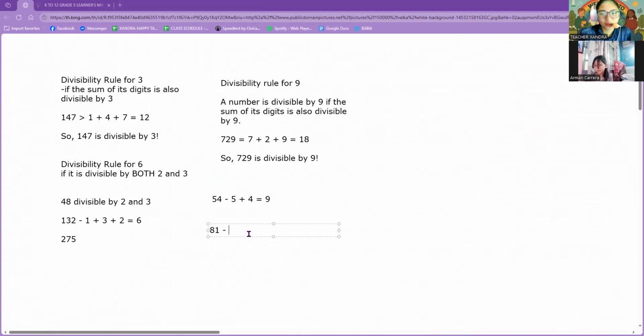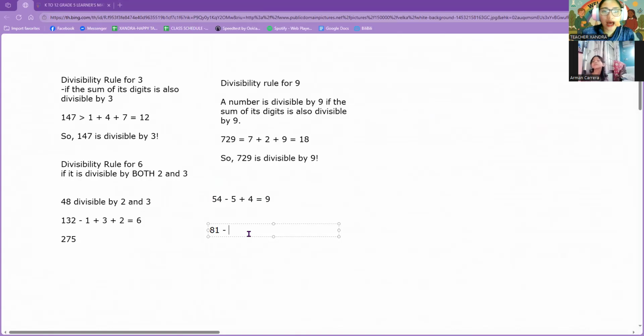No. Why? Because the last number is not even. So it's not divisible by 6. Since the last digit is 1, automatically it is not divisible by 2. Yes, it is divisible by 3, but it is not divisible by 2. So it is not divisible by 6.